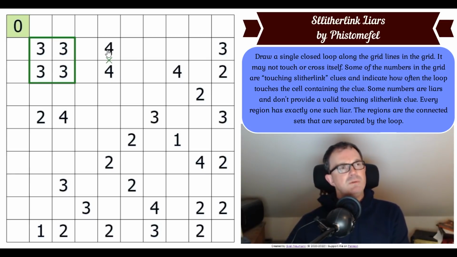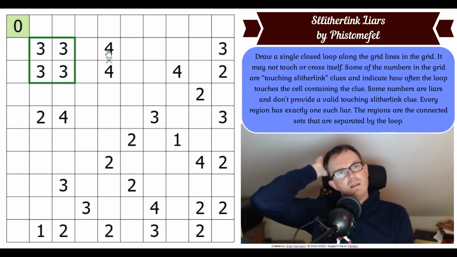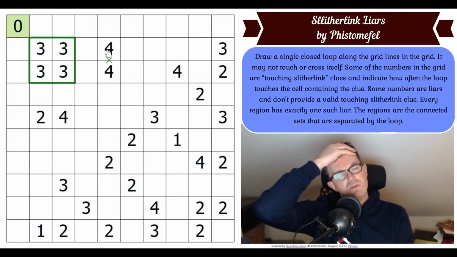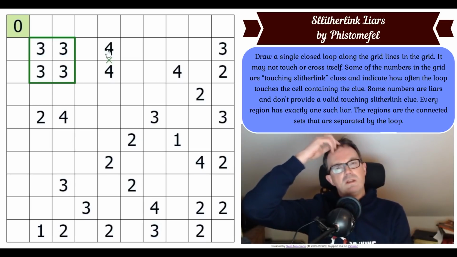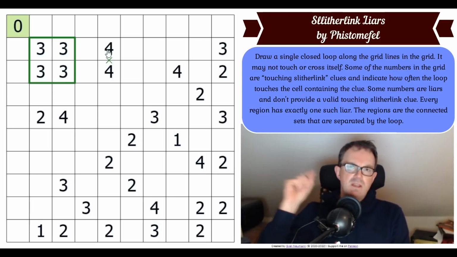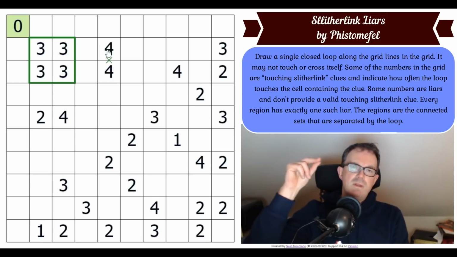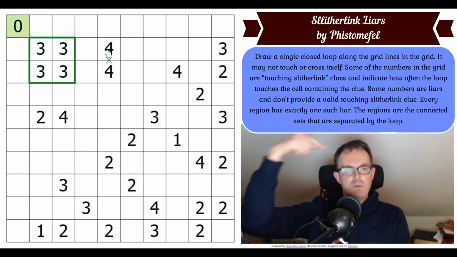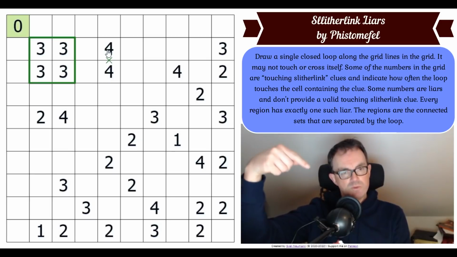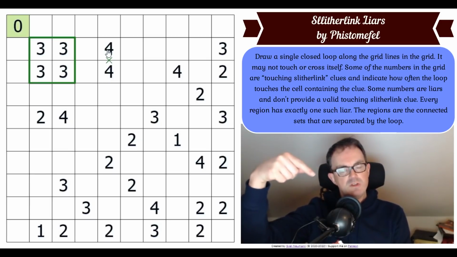So one of them is true. Is that what we're saying? Or are we going further than that? Are we saying they're outside the loop? I think we're saying they're outside the loop. Because, yeah, we are, aren't we? Because if one of them is inside the loop, it must be true. And that would force the other one to be inside the loop and false. It would be a second false clue inside the loop.